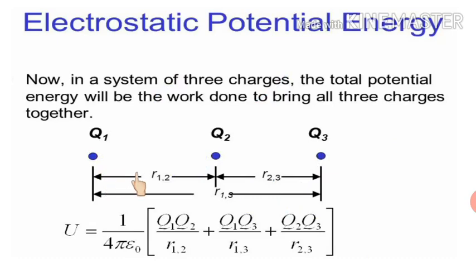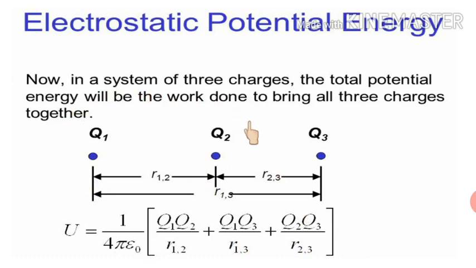If we talk about this, it is also a system of 3 charges, Q1, Q2 and Q3. The distance between Q1 and Q2 is R12. The distance between Q2 and Q3 is R23. And the distance between Q1 and Q3 is R13. Now again, if I ask you what is the electrostatic potential energy of this system which has 3 charges, the expression will be like this.